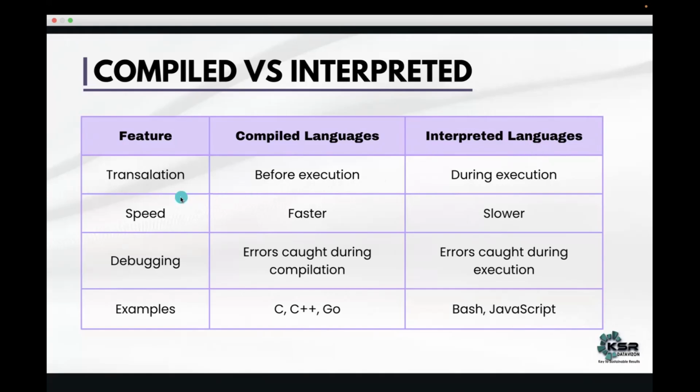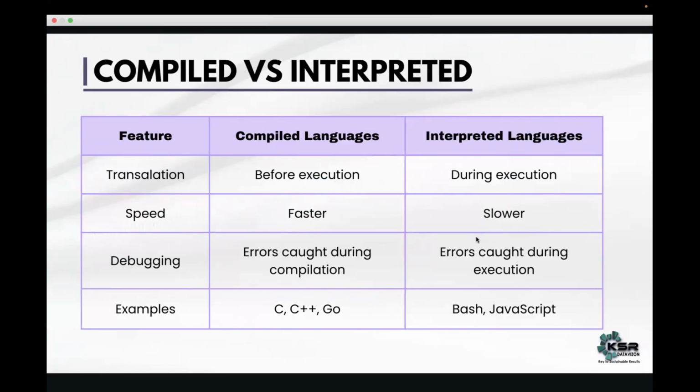Okay. So in compiled languages, the translation to machine code happens before execution. In interpreted languages, it happens during execution. Okay. Performance, speed: compiled languages are faster. Can anyone tell why? Ideally, interpreted languages should be faster, right? Because it's one step versus two steps.